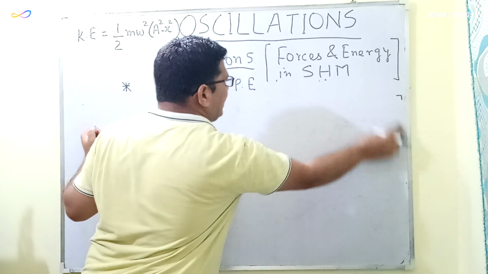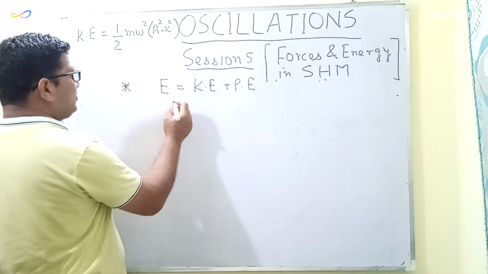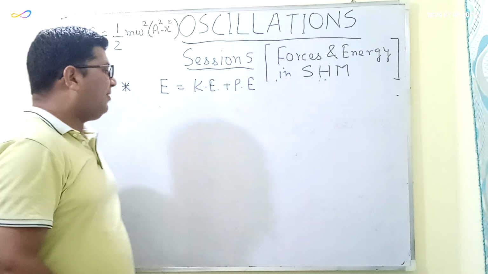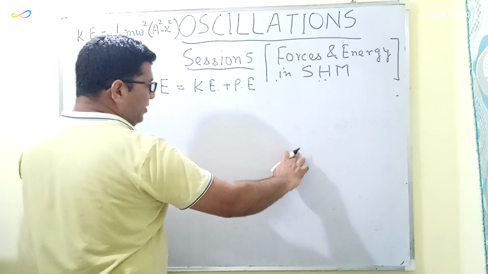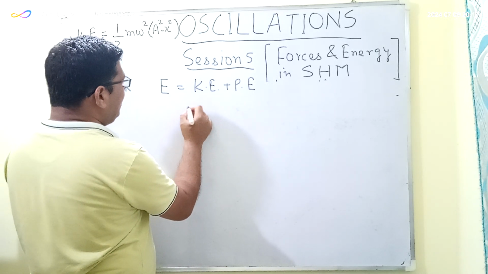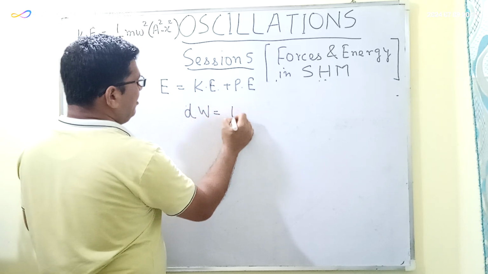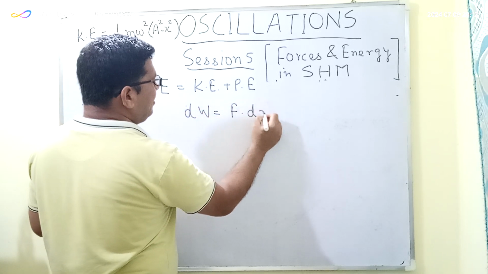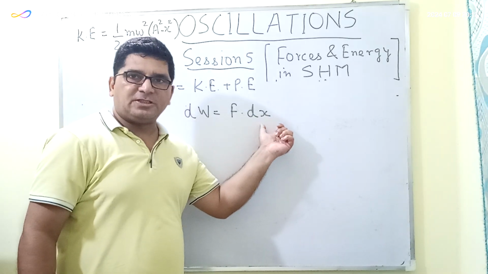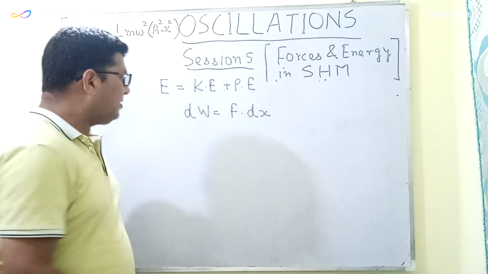Now we have to find the potential energy of this particle which is executing the simple harmonic motion. So in order to find the potential energy, we have to first of all find the work done by the restoring force. So the work done by the restoring force will be given by F dx, where dx is a small displacement of that particle from its mean position.